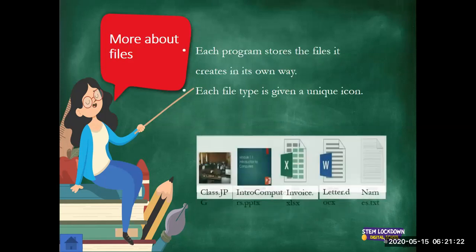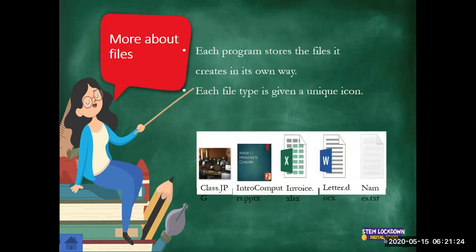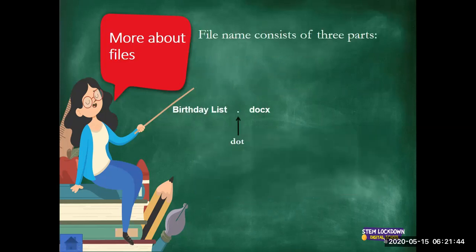More about the files now. Each program stores the file it creates in its own way. Each file type is given a unique icon. For example, these icons denote the file type. This one is for Word, Excel, PowerPoint. Then this one is for the text file, and so on. When we go on again, I'm going to put more emphasis on the files.